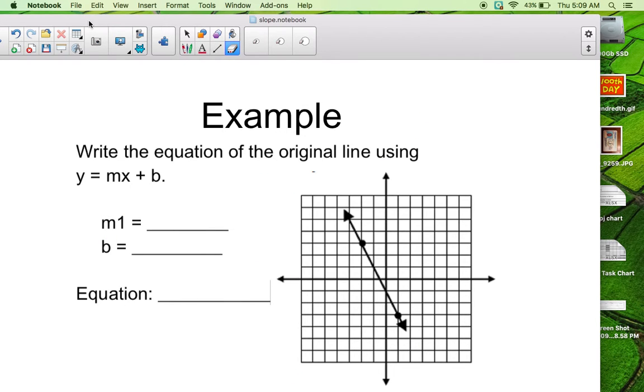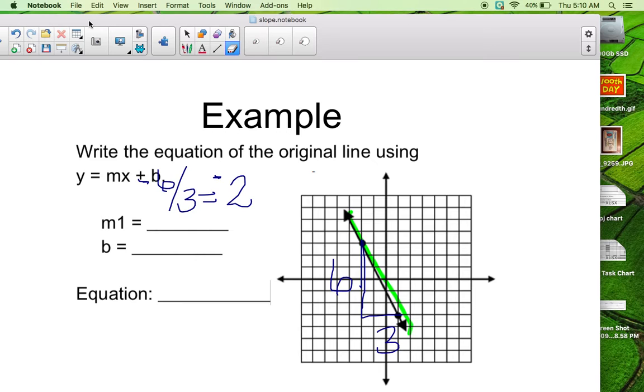Now let's do an example. Let's write the original equation. This is from Algebra 1. First of all, we need to find the slope. Is it positive or negative slope? This would be a negative slope because the graph is going down. So let's now count our slope, our rise, and our run. Our rise is 1, 2, 3, 4, 5, 6, and our run is 1, 2, 3. So it would be 6 over 3, which reduces to a negative 2, since it's a negative slope.